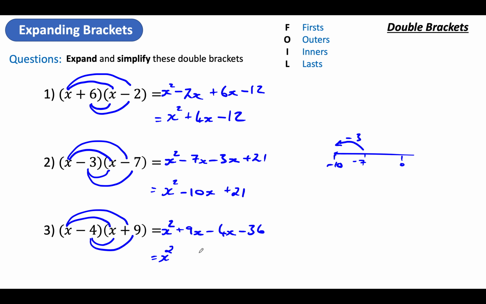So x squared. Start at 9, take away 4, you are left with 5. So 5x take away 36. X squared plus 5x take away 36. Cool. Okay, well, how about a couple of problems then, since we're getting good at these?